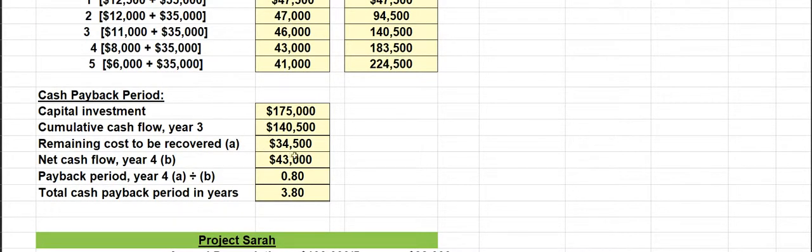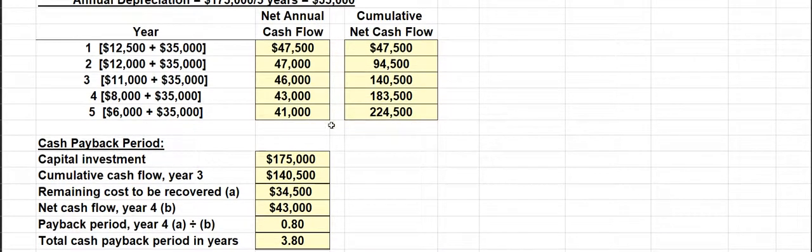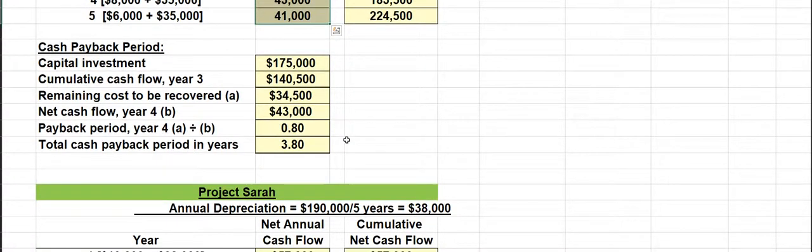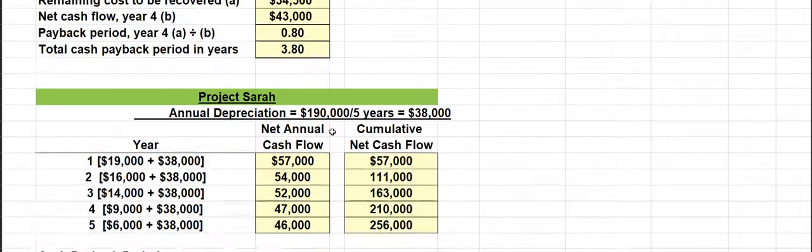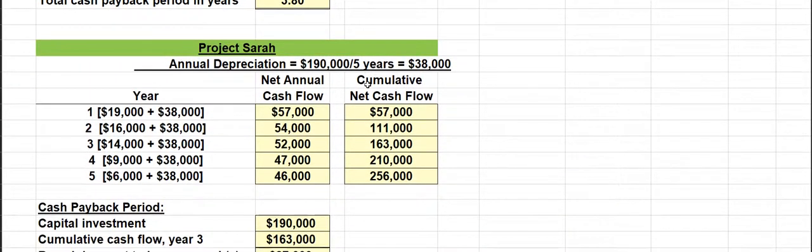Again, the simple payback does not account for the time value of money. There is a modified or a discounted payback which would have found the present value for each of these annual cash flows and then use those values to determine the payback period, which is an improved version of the payback. Let's move on to the third project, and this is Project Sarah.